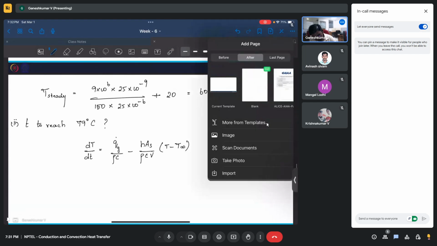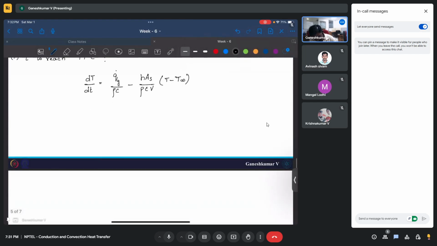Now, if you want to perform this analysis, you basically need to integrate this. This is an ordinary differential equation. We don't need to go into method of separation and all. Right? So this is something we already know. Q dot G by rho C we already know. HAS by rho CV is also going to be a number. It's T minus T infinity. T infinity we already know. So basically you have an ordinary differential equation which is just a function of time.